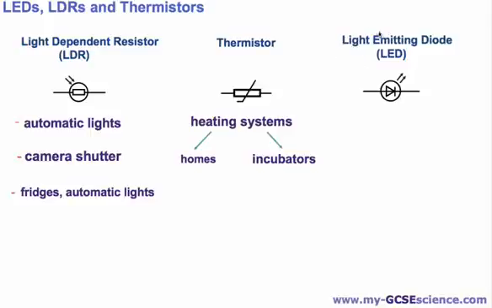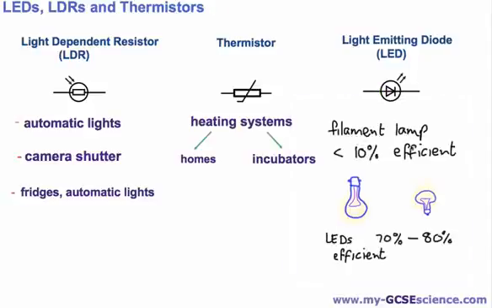Now the only thing I want to really talk about with light emitting diodes is the fact that they are very efficient, and they can be used for lighting systems. If you think about a filament lamp, and by filament lamp I mean these things here. These are filament lamps, small ones that you might find in a torch, and ones that are used to light rooms in your house. These are often less than 10% efficient. That means out of all the electrical energy that goes in, only around 10% or less is converted into light. The rest is wasted as heat.